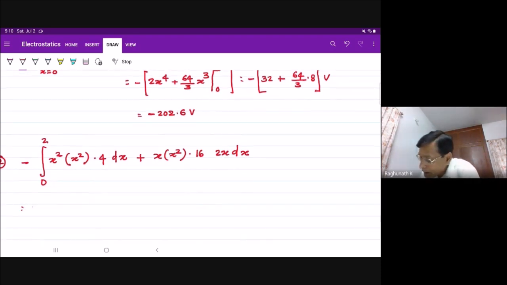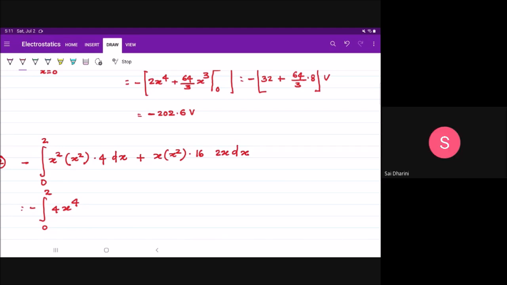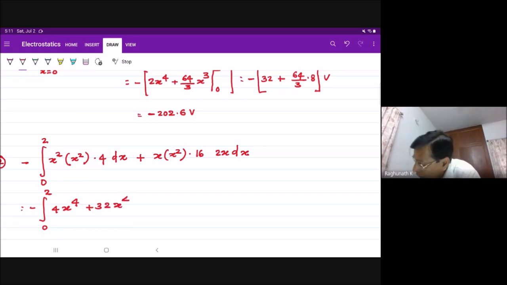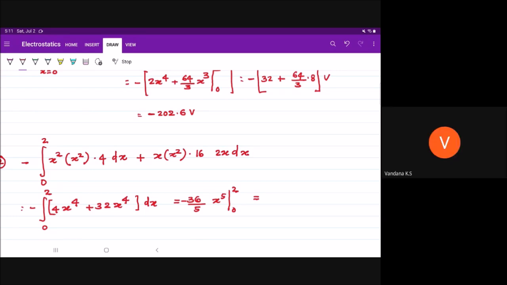So together, this is minus integral 0 to 2, 4x power 4 plus 32x power 4 again, plus 32x power 4, dx is equal to 36 by 5 x power 5 from 0 to 2, minus of, comes out to be minus 230.4.